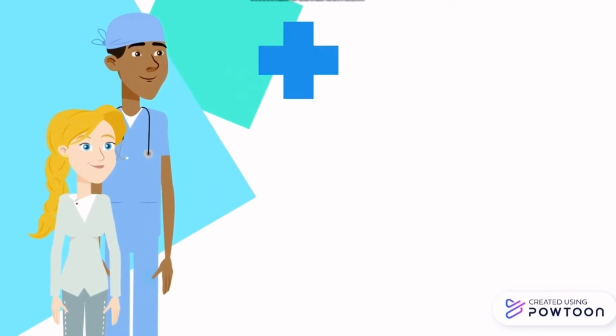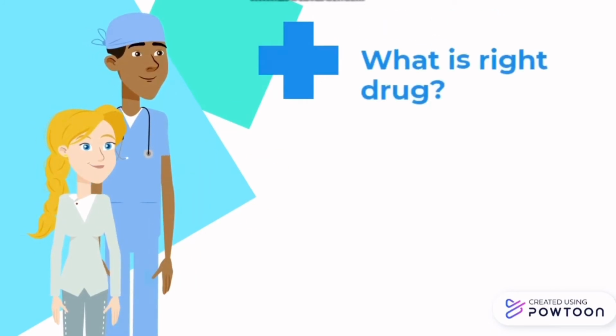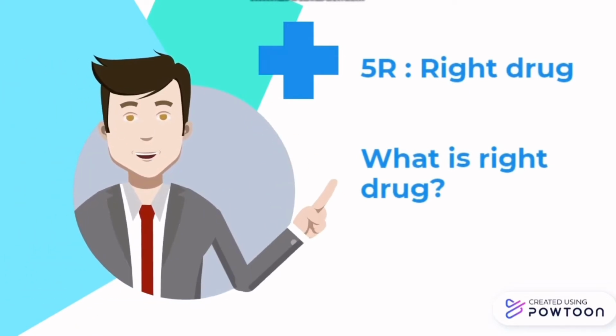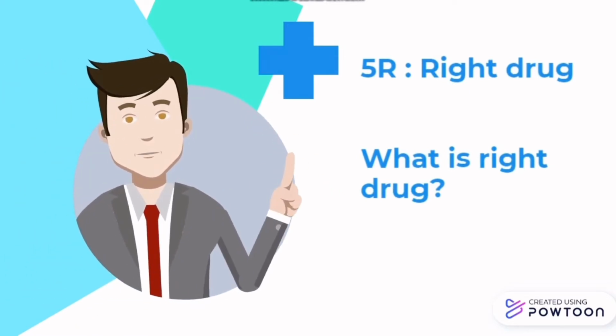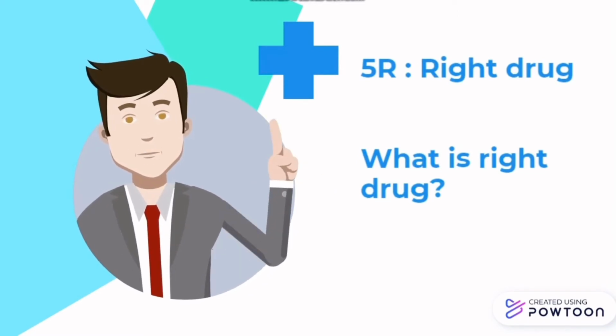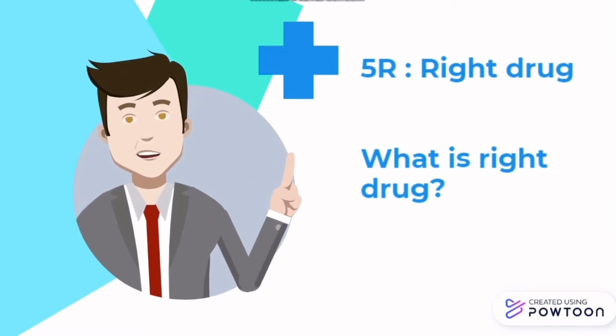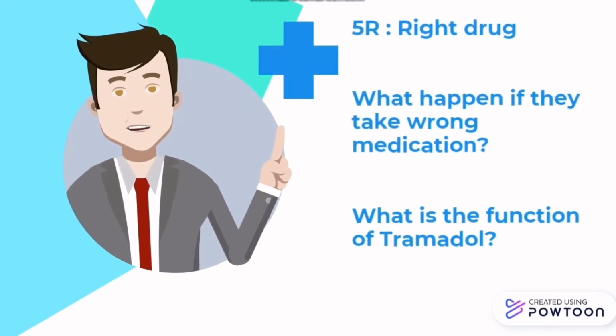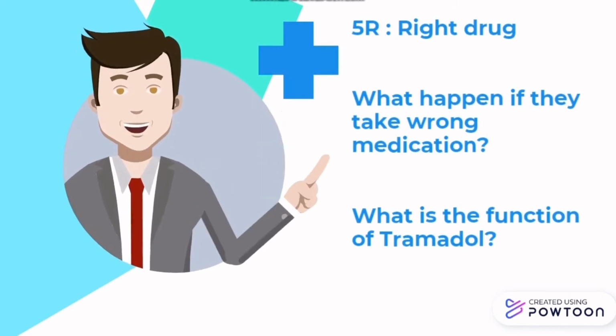Bismillahirrahmanirrahim. I will explain another R in the 5Rs, which is known as the right drug. So what does it mean by the right drug? Right drug means that the patient must take the correct medication for the disease that they have, and the pharmacist and also the doctor must give them the correct medication. So what happens if they take the wrong medication? They will not recover from their disease and may become worse, for example, it can cause death.